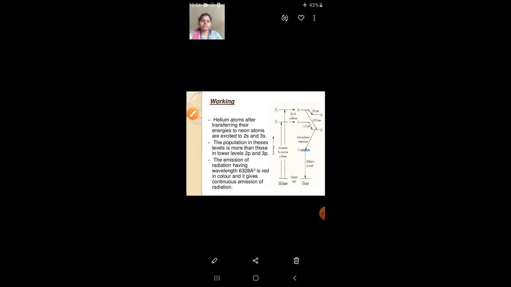So finally we get 6328 angstroms of light. Finally we have to get only one wavelength, that is a single wavelength. 6328 angstroms is the one wavelength. So that is called laser light. The quartz tube observes and absorbs these two small wavelengths.